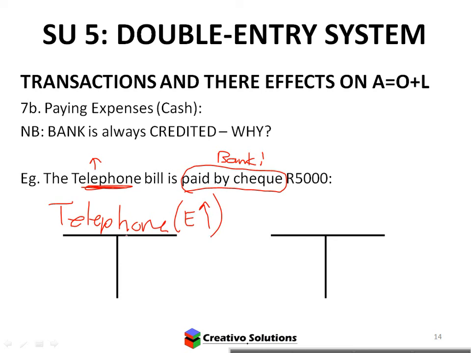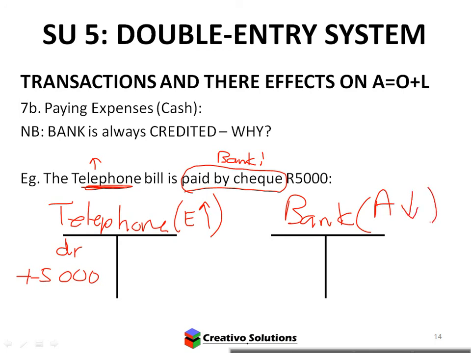So telephone is an expense. The expense is going up because I'm recording an expense. Where do expenses increase? On the debit side. Good. So you guys would have shown +5 there. Then, hopefully you would have gotten this right. Bank is what? An asset. What's happening to it? It's decreasing.